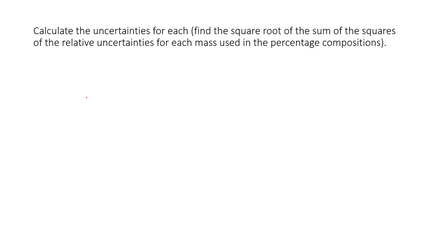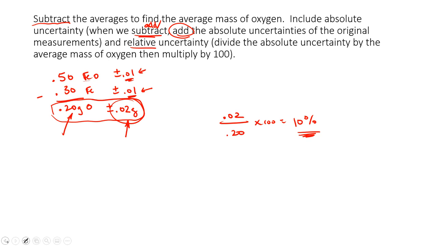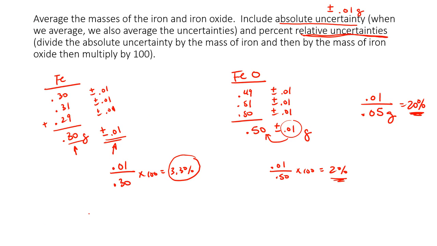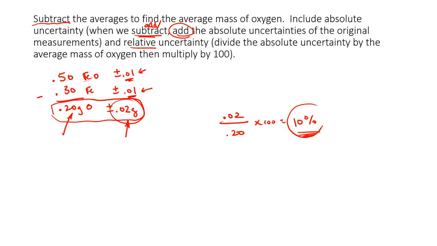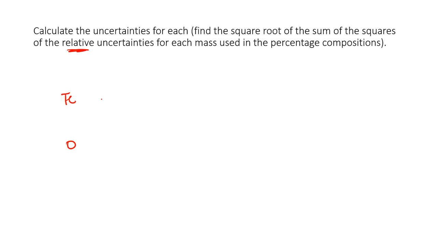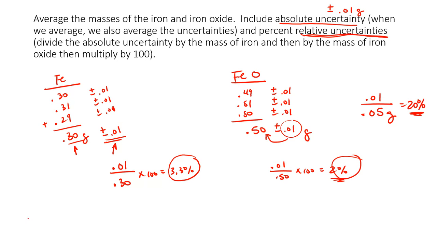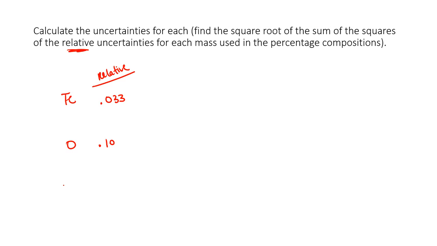Uncertainties. This is where things get kind of crazy. So when we divide, we're going to find the square root of the sum of the squares of the relative uncertainties for each mass. So iron and oxygen, I'm going to go back a couple slides. Our iron relative uncertainty was 3.3%, and our oxygen is 10%. So iron, I'm going to turn it back into a decimal, 0.033, and 0.10. So these are my relative uncertainties that I found earlier in the lab. So now what we're going to do to find the uncertainty of this whole, oh, I forgot my iron oxide. Let's go back to this one too. We also need this one, 2% for iron oxide. Sorry. Good. Iron oxide is 0.02.